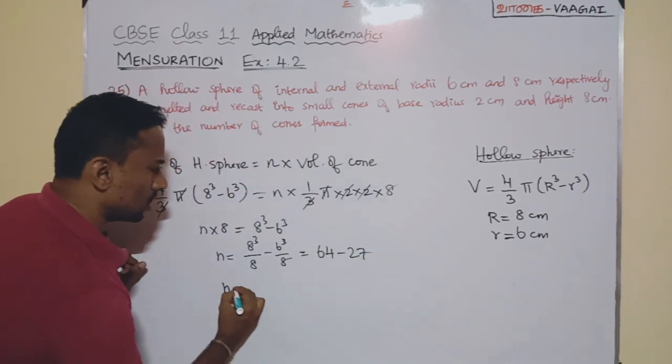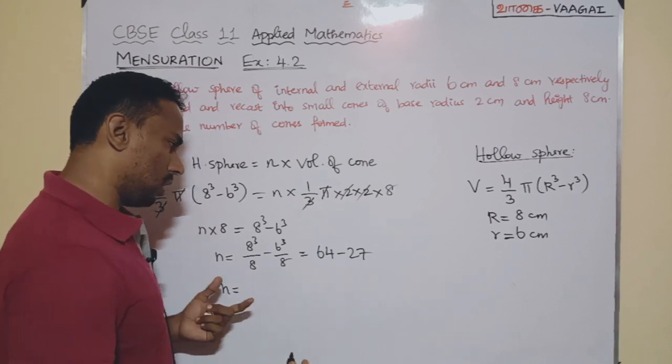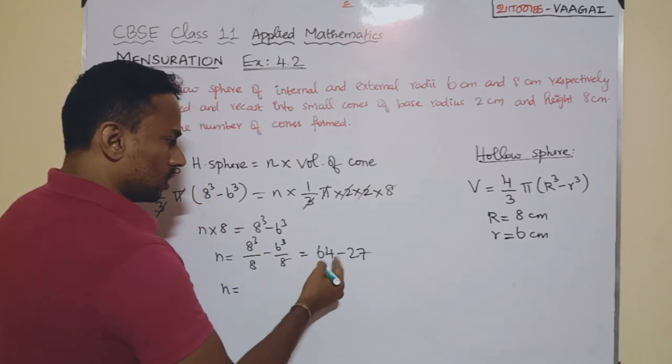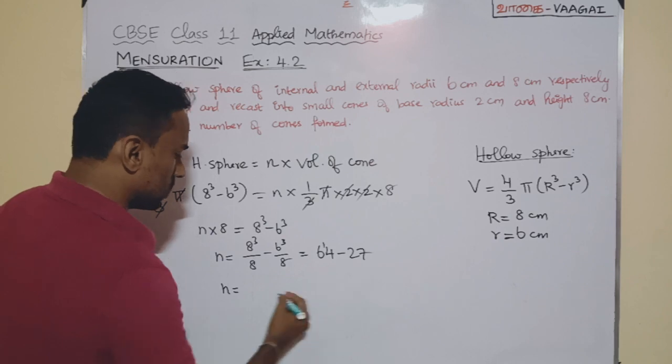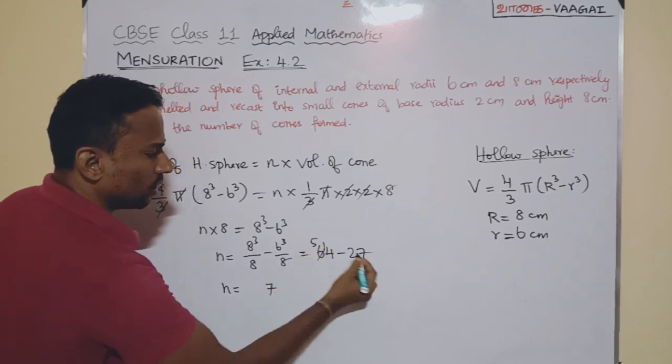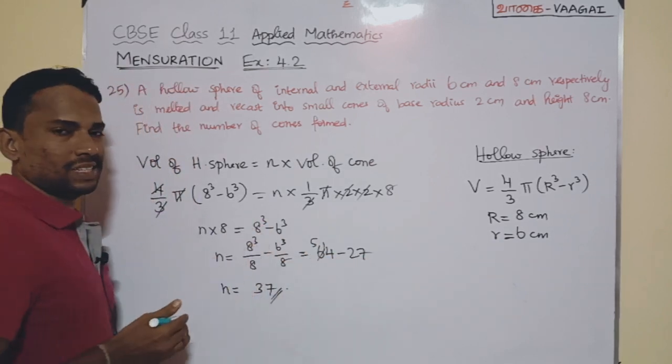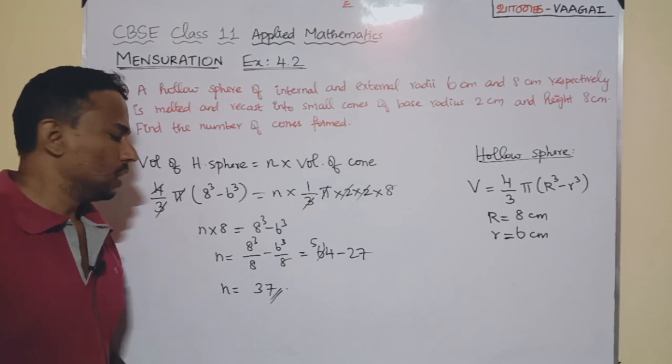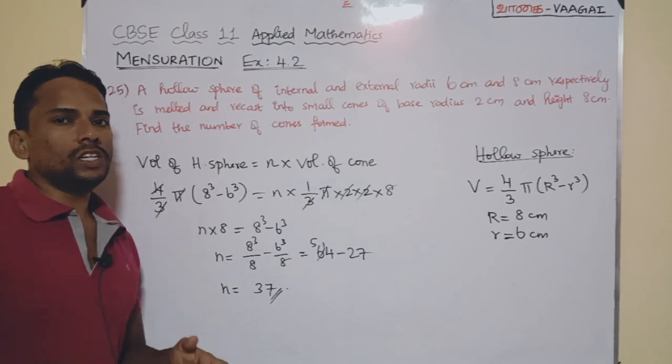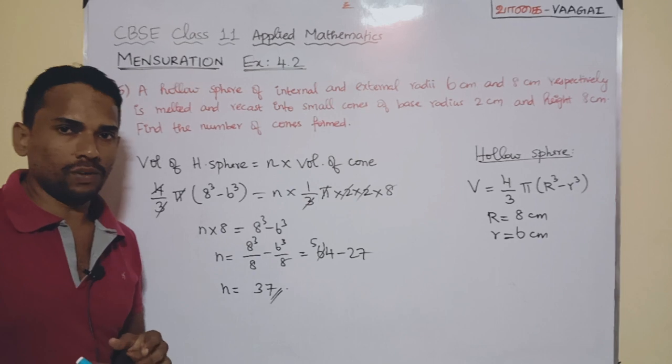So that means n is equal to 64 minus 27. Now I can easily subtract this. So this is like 14, so 14 minus 7 will be 7. This becomes 5, so 5 minus 2 is 3, so 37. That means 37 cones can be formed. So n is equal to 37 is going to be the answer for your question number 25.